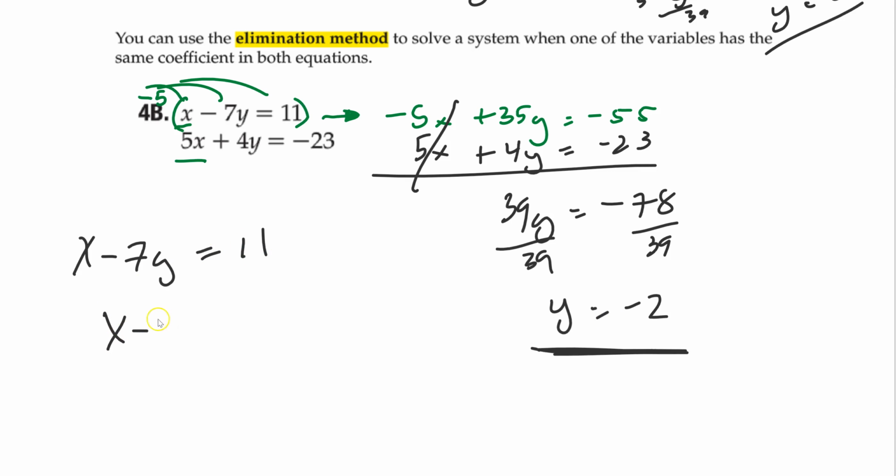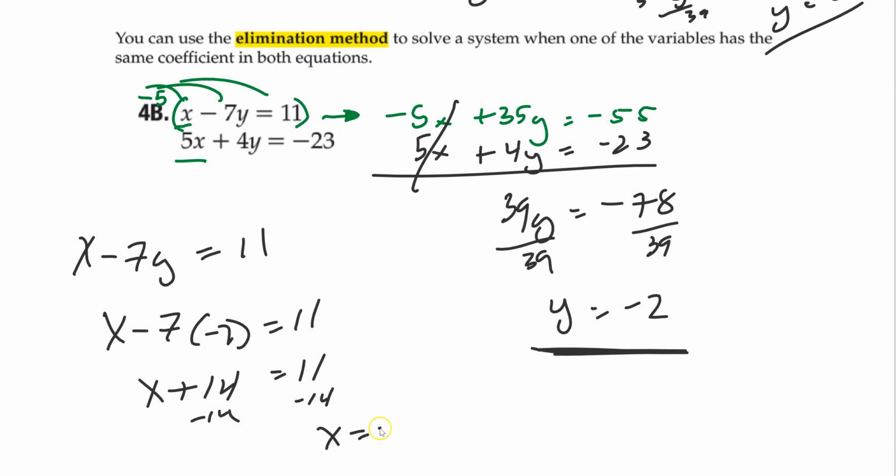So x minus 7 times -2 equals 11. x plus 14, double negatives, equals 11. Subtract 14. x equals -3. I write my answer as a little point. -3 and -2. Alright, so that's the elimination method.